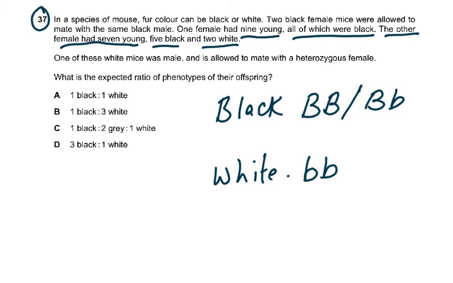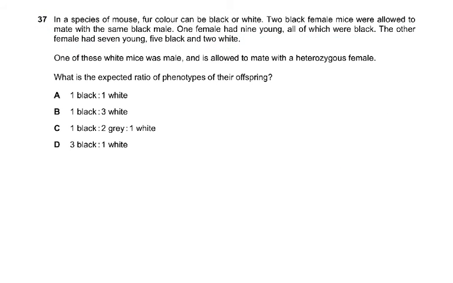Now, this is the information you need to decipher from the question. Because one female had 9 young, all of which were black, and the other had 7 young, 5 black, 2 white. So this gives you the different combinations, what is dominant and what is recessive. Then it says one of these white mice, so the white mouse was male and was allowed to mate with a heterozygous female.